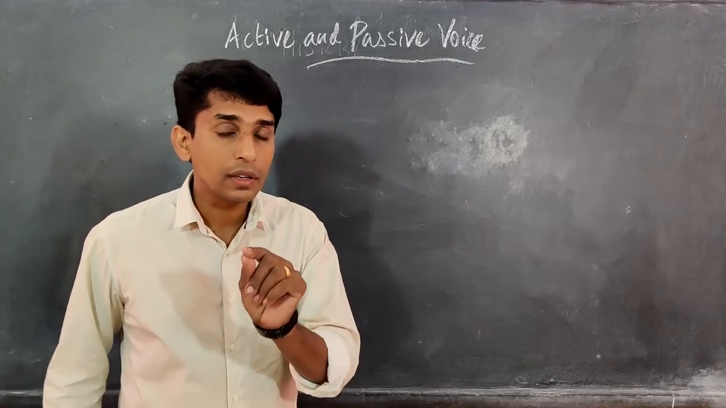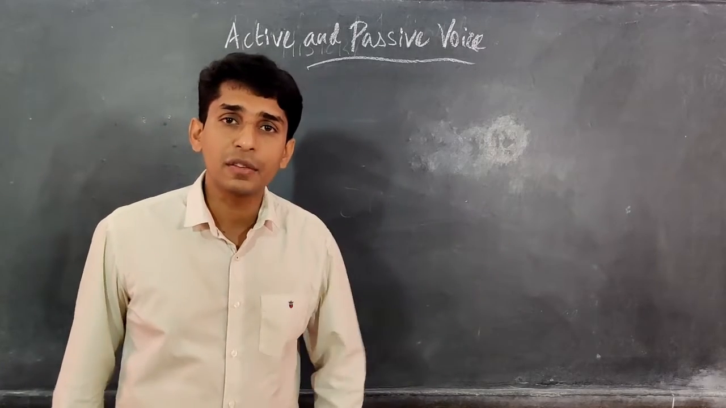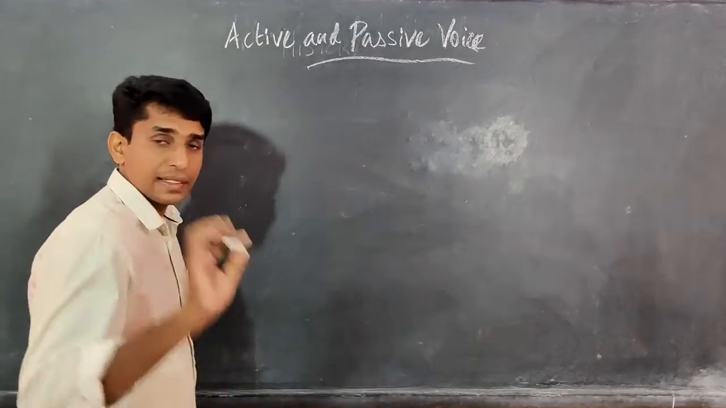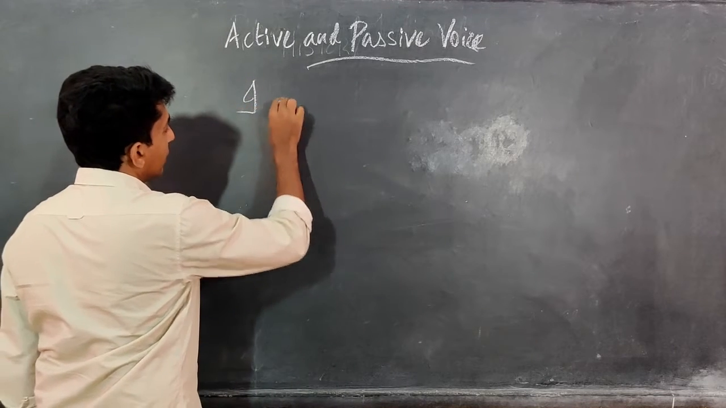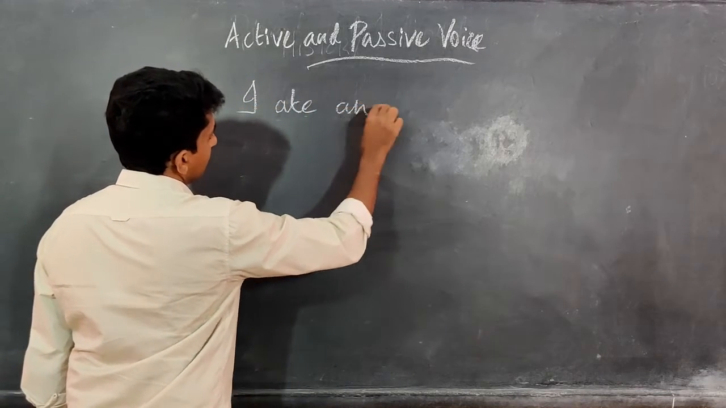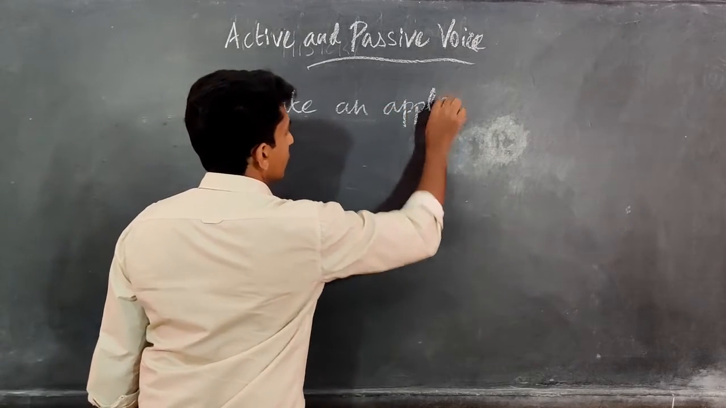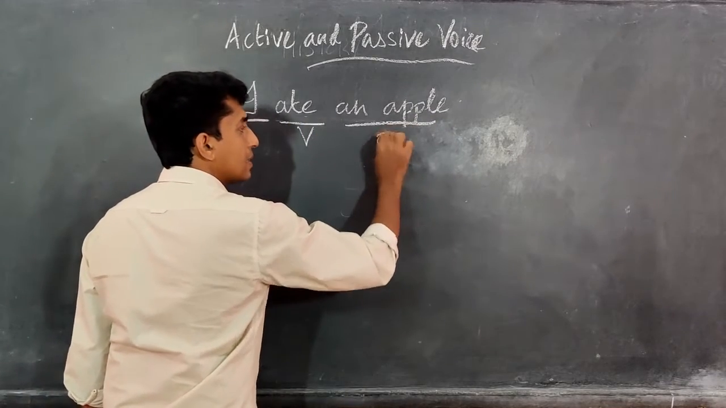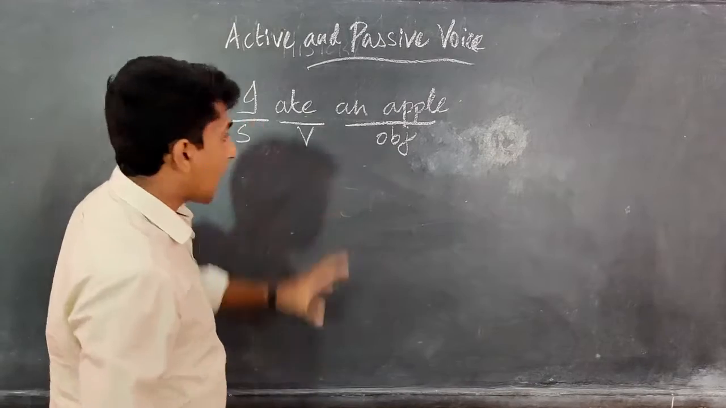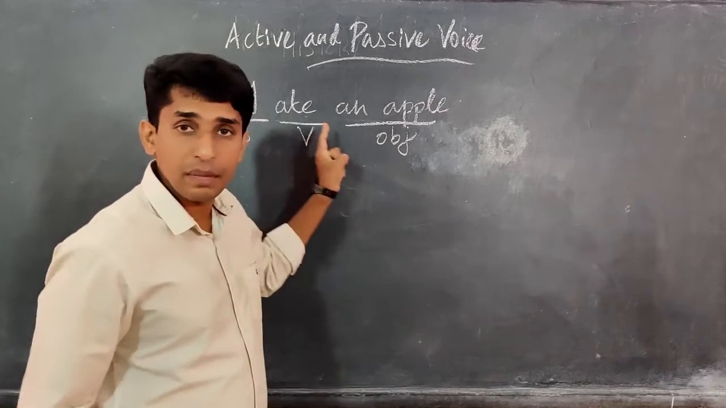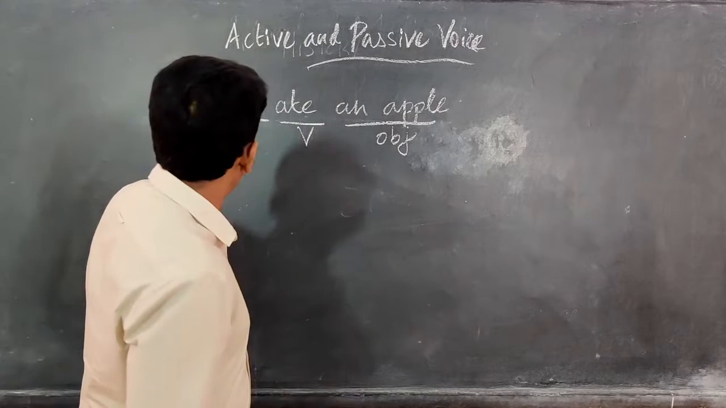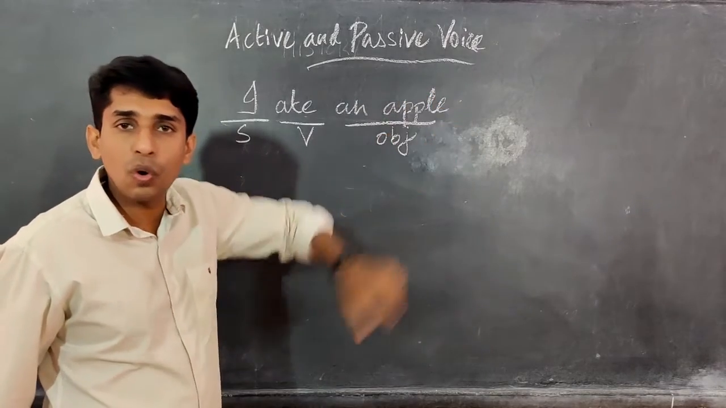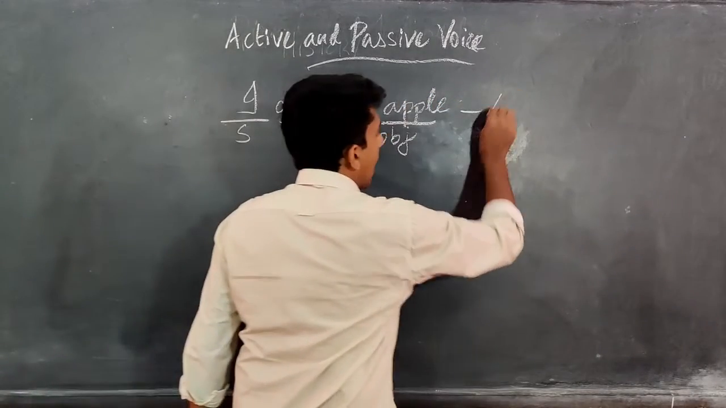Listen carefully, such sentences which all begin with the subject. Subject means who is the doer. If the sentence begins with who is doing the activity, all those sentences are called active sentences. So we will write the same sentence. I ate an apple. Here I is subject, ate verb, and apple is object, right? These kinds of sentences which begin with who is doing the activity are called active sentences. So this is active.